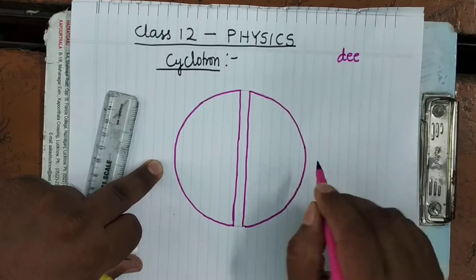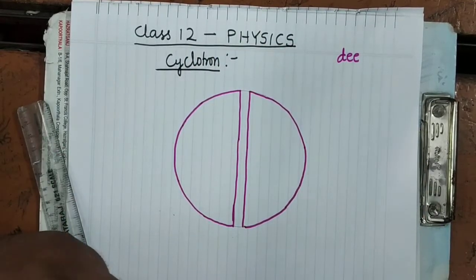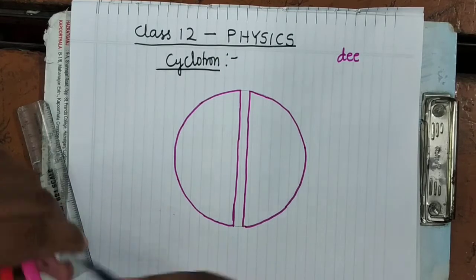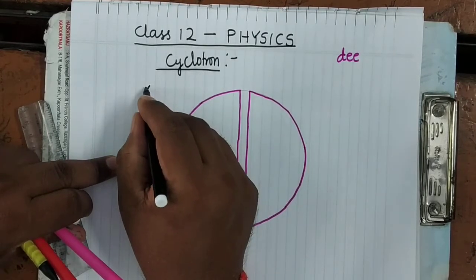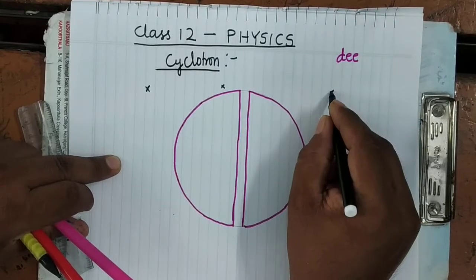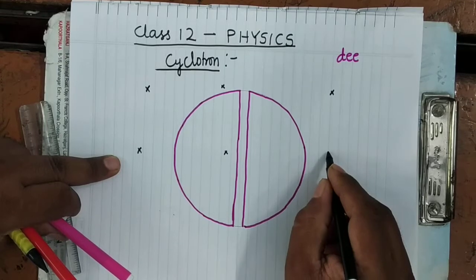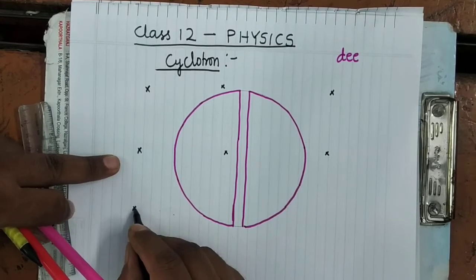It's clear? Here these D's are placed on the plane of paper, and there is an intense magnetic field perpendicular to the plane of paper in downward direction. Intense magnetic field perpendicular to the plane of paper in downward direction.